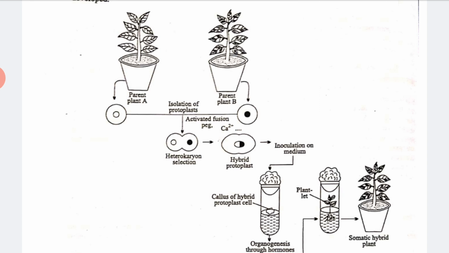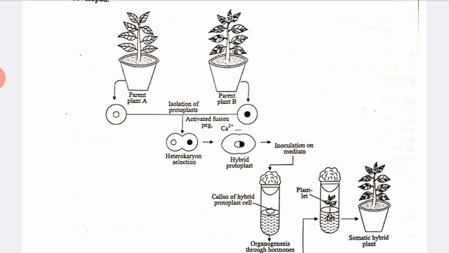When they fuse with each other, they will form isolation of protoplast, meaning after the isolation of protoplast they will form heterokaryon selection, meaning a mixture of half and half, and that is known as their hybrid protoplast. And that hybrid protoplast, we will do inoculation on the medium. Again we will put that callus inside the medium. So the callus of the hybrid protoplast cell, inside the medium we will put the cotton also, and we will leave it for some time.